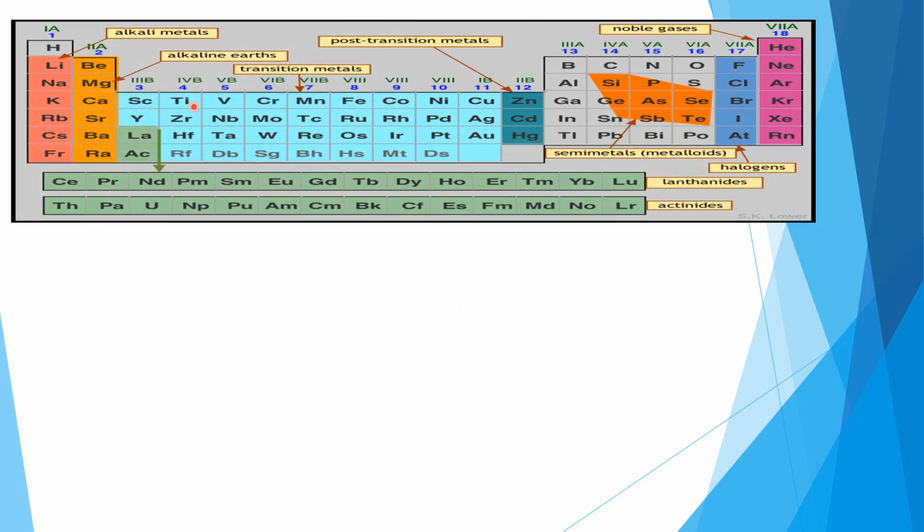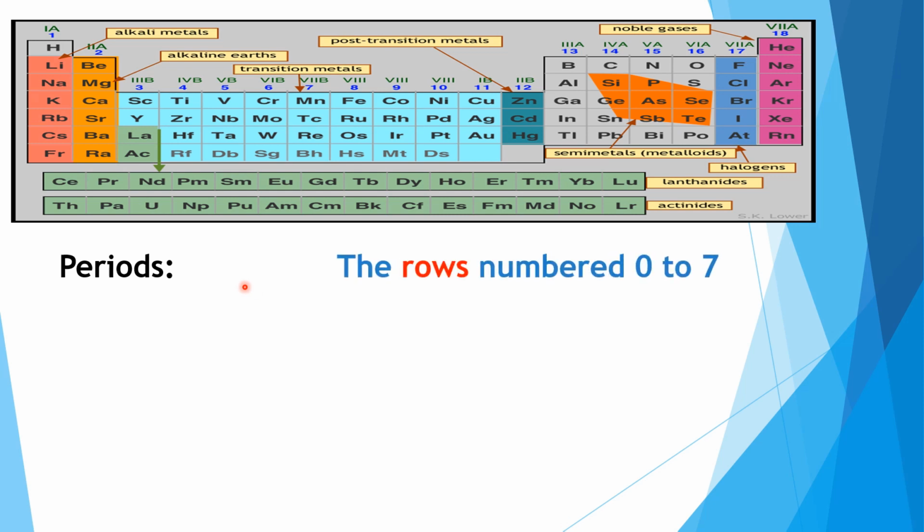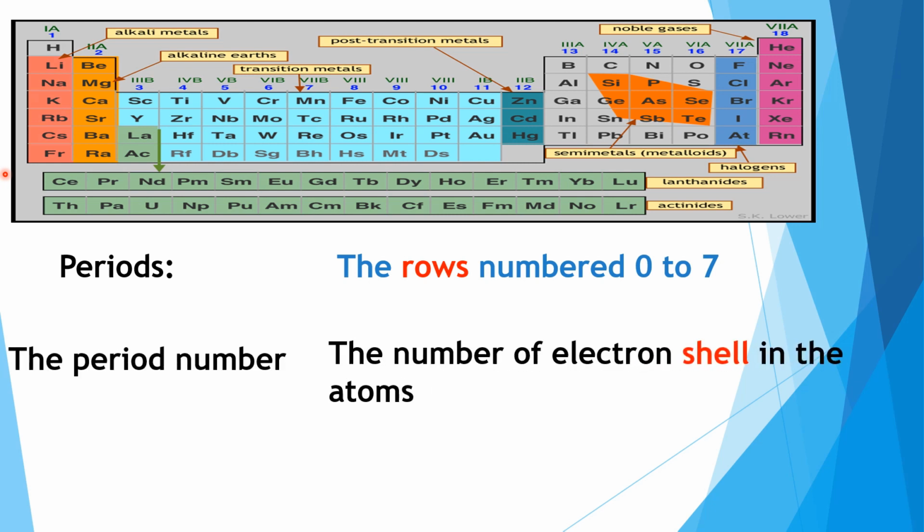Look at the periodic table. Periods. The rows numbered from 1 to 7 are called periods. This is 1, 2, 3, 4, 5, 6, and 7. The period number is equal to the number of electron shells in the atom.